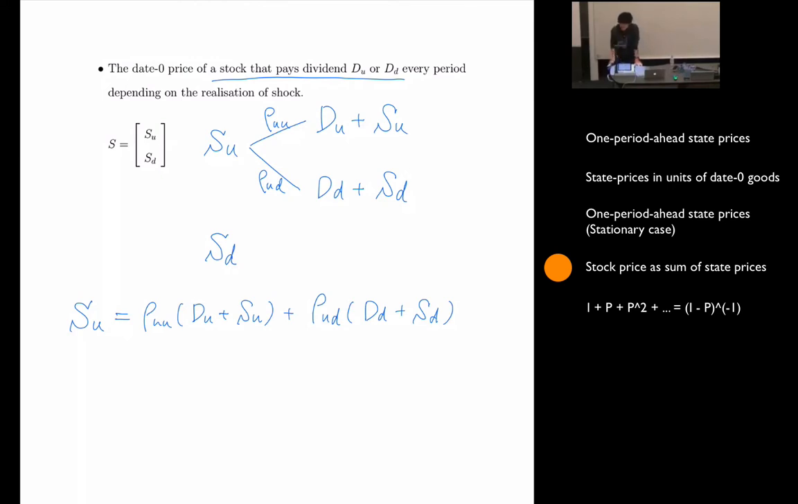What is the price of such an asset if the current state is down? In the next period, there are two possibilities.